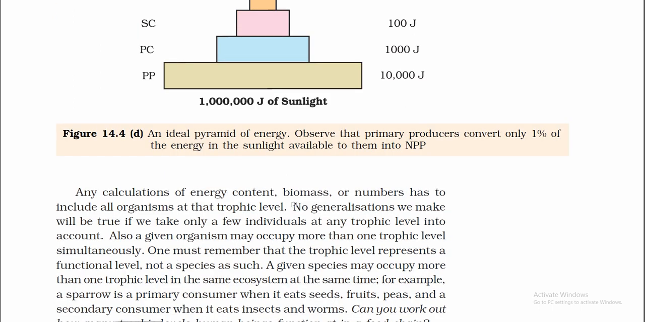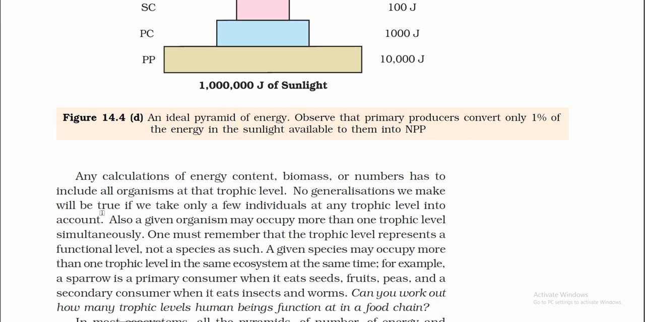Any calculations of energy content, biomass and numbers have to include all organisms at that trophic level. No generalizations we make will be true if we take only a few individuals at any trophic level into account. Also, a given organism may occupy more than one trophic level simultaneously. One must remember that the trophic level represents a functional level, not a species as such. A given species may occupy more than one trophic level in the same ecosystem at the same time.